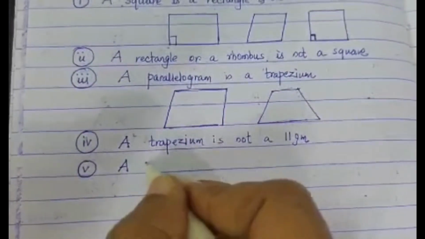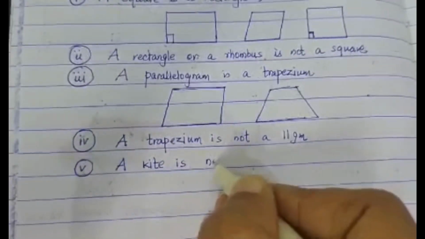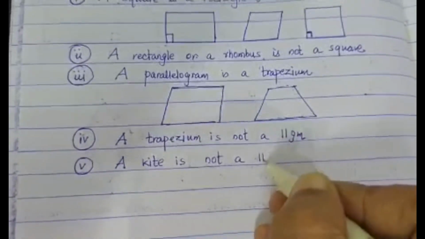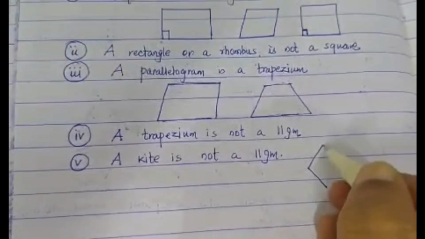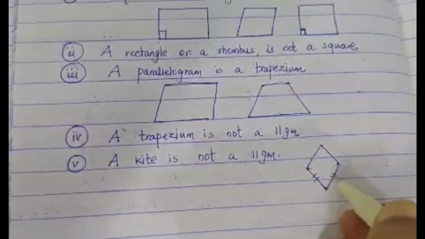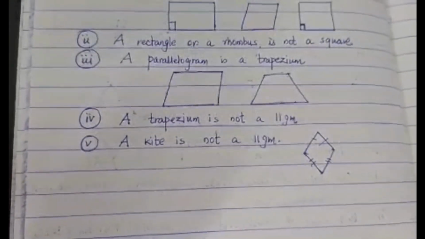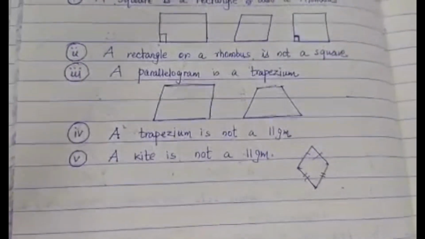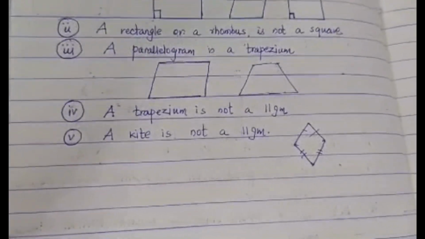Fifth one: a kite is not a parallelogram. As I have discussed, the kite was like this. Here only these sides are equal, so it is not a parallelogram. So these are the 5 points which you need to remember.